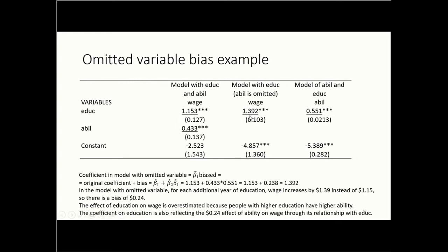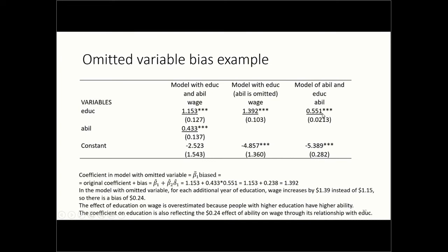Well, let's estimate the model of ability and education. So we flip the case here, where ability is the dependent variable and education is the independent variable, and that is the coefficient on that. So we see that education and ability are actually related to each other. When education increases, ability definitely increases as well.